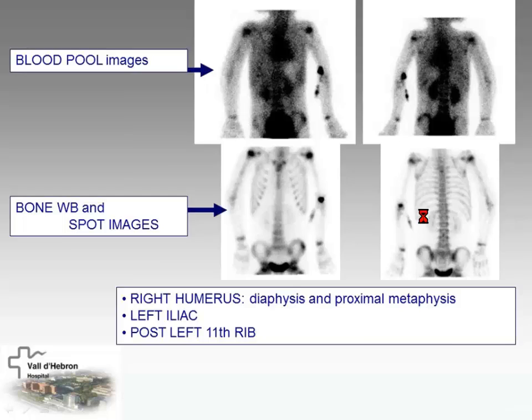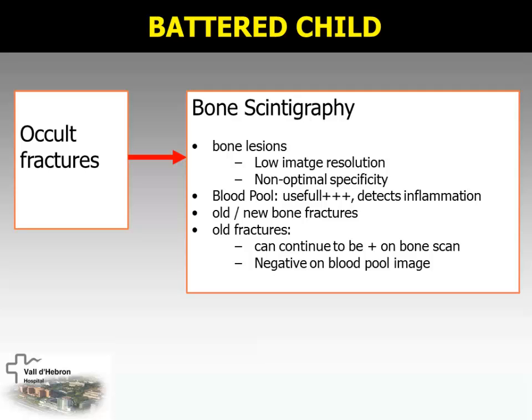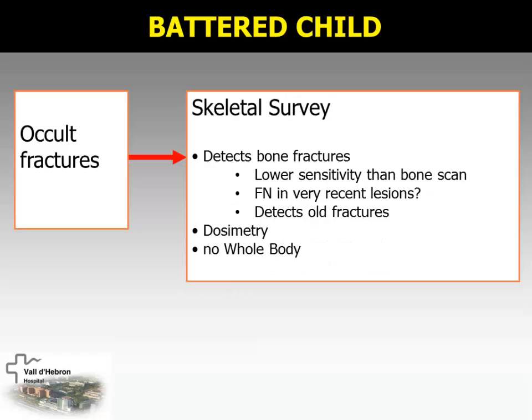Well, in battered child, we have been performing bone scintigraphies for years to detect fractures, but the lesions detected with bone scintigraphy have a low resolution with a non-optimal specificity. The blood pool helps a lot to detect inflammation and helps us differentiate between old and new bone fractures. But the problem is some old fractures can continue to be positive on the bone scan but negative on the blood pool image. The skeletal survey detects the bone fractures but with a lower sensitivity than the bone scan and with false negative results in some very recent lesions, and detects all fractures usually. The dosimetry is higher, and it is not a whole body image.